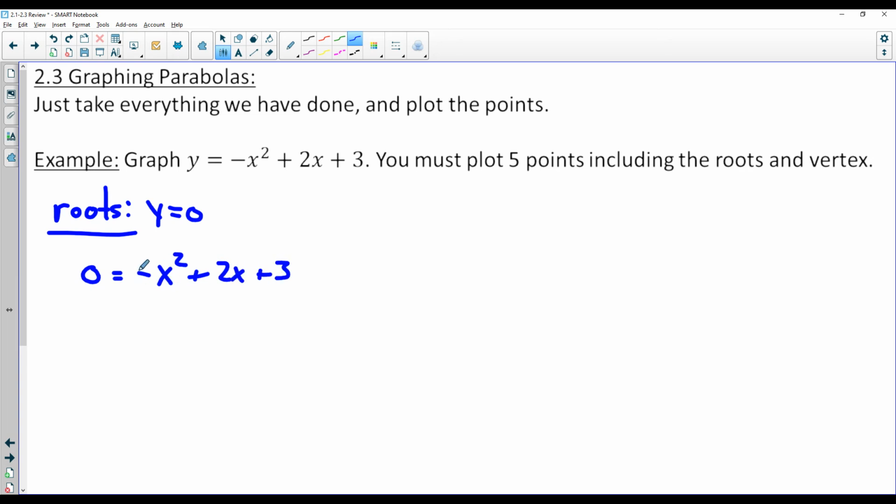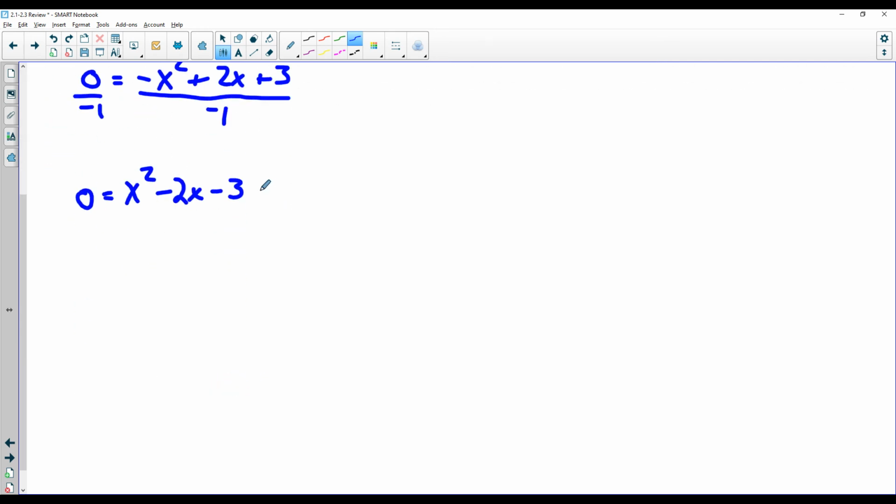And we want to factor this, but we usually don't have a negative here, so let's just divide everything by negative 1. 0 divided by negative 1 is still just going to be 0. This is just going to switch all the signs. So we're going to have x squared minus 2x minus 3. And now we would factor that. If you have to make the x off to the side, go ahead and do that.